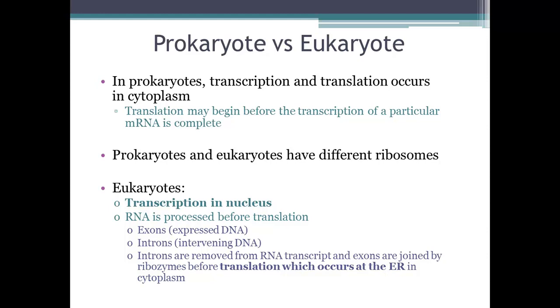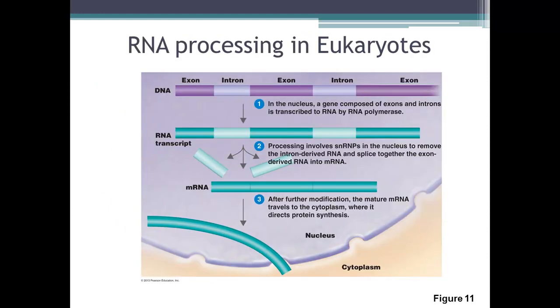So let's take a closer look at this. You'll see that we have our DNA, and our DNA has exons and introns. Remember, your exons are going to be your expressed DNA. Your introns are your intervening DNA. So we take the DNA and we transcribe it into mRNA. And you notice the mRNA has the exons and the introns. What we see next is that we have to process this. And all of this is occurring in the nucleus. So you see the big purple blob?